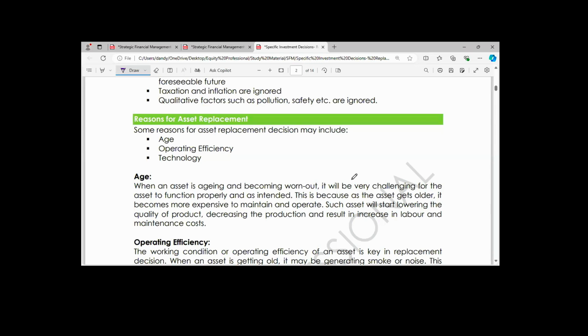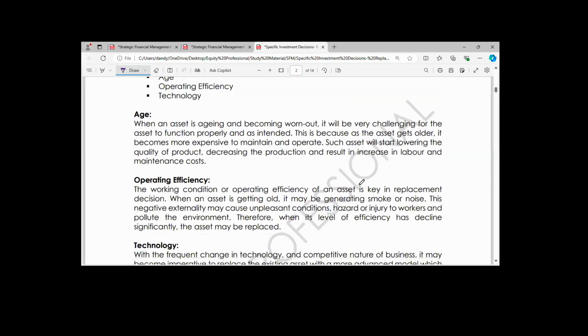The second one is operating efficiency. The operating efficiency is the same thing as the working condition of the assets and is an important element in the replacement decision or in the replacement of an existing asset. So when an asset is getting old, it may become smoky or noisy. In fact, the assets will be constituting nuisance by generating pollution or what we call negative externality to the business environment.